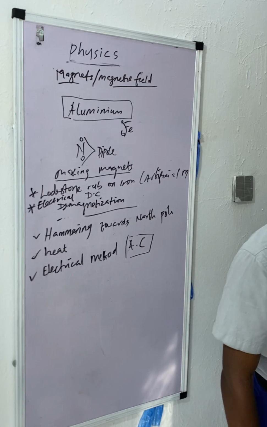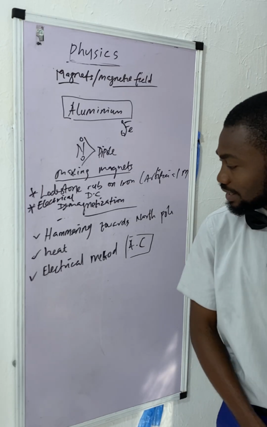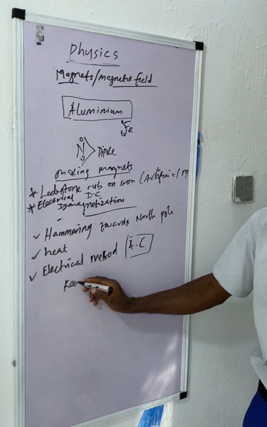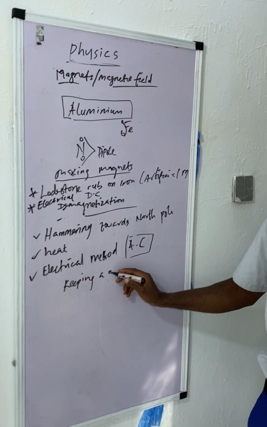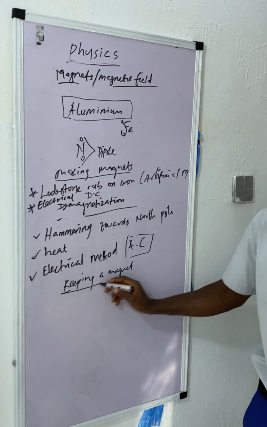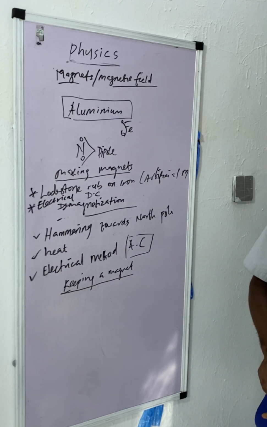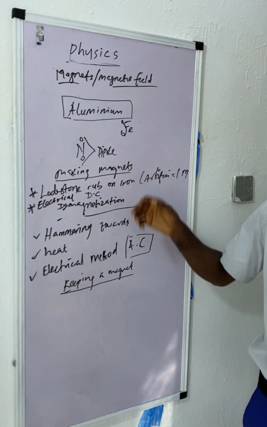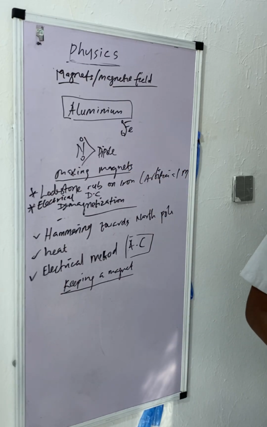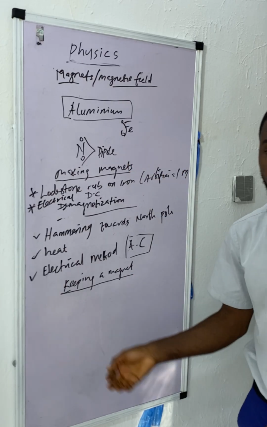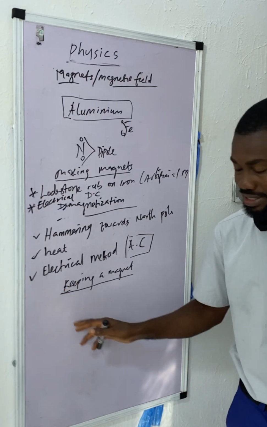Now let's look at the method to keep a magnet. How do we keep magnets? That's preventing a magnet from losing its magnetization property. The first one is to use magnetic keepers to store the magnet.